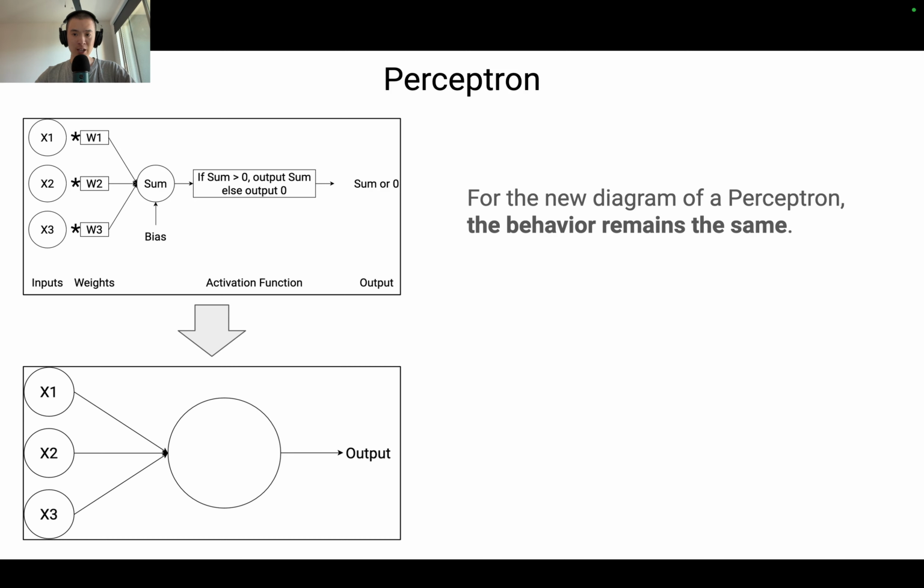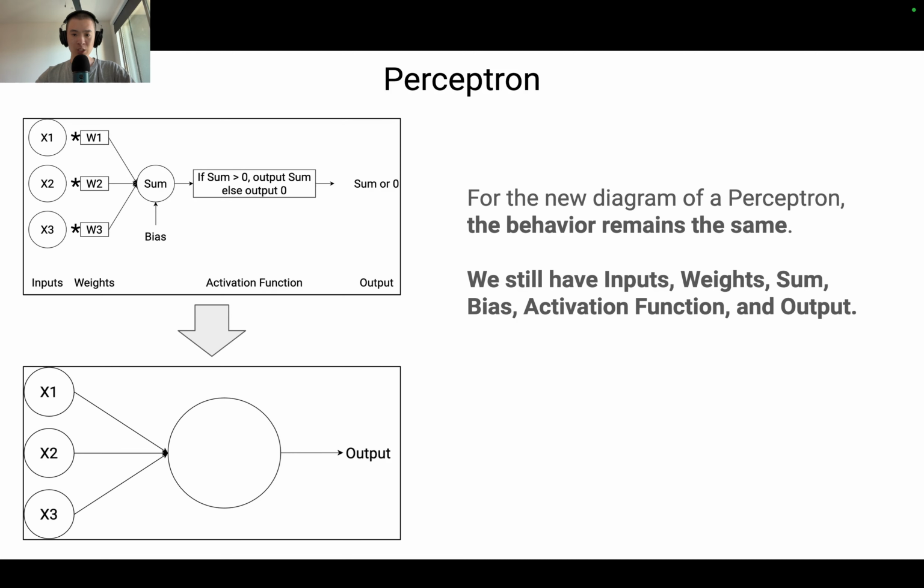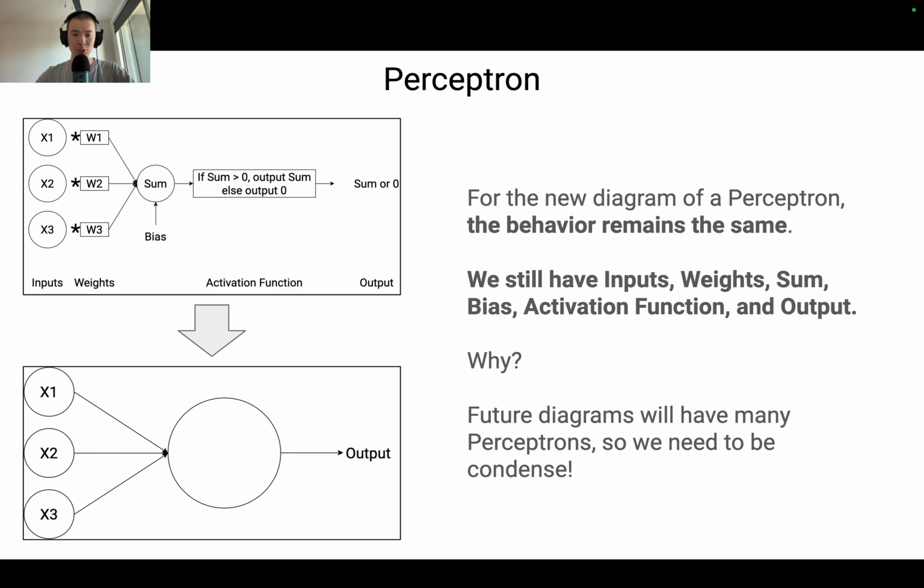For the new diagram of a perceptron, the behavior remains the same, meaning we still have inputs, weights, sum, bias, activation function, and output. And you might be asking yourself why. The answer is future diagrams will have many perceptrons, so we need to be condensed. If we have many perceptrons, this will be quite crowded.